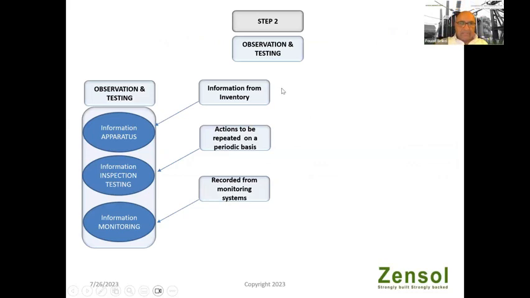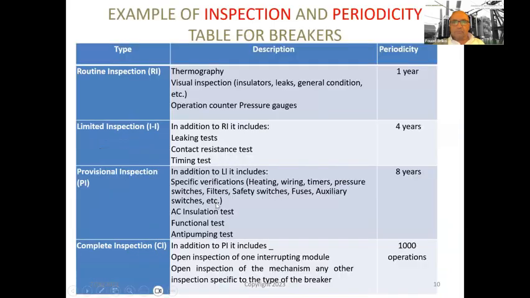Step 2 is the observation and testing. So the information on the apparatus comes from the inventory. The inspection and testing are actions to be repeated on a periodic basis. And the monitoring is a recording from monitoring systems. Here you have an example of a table of our breakers.